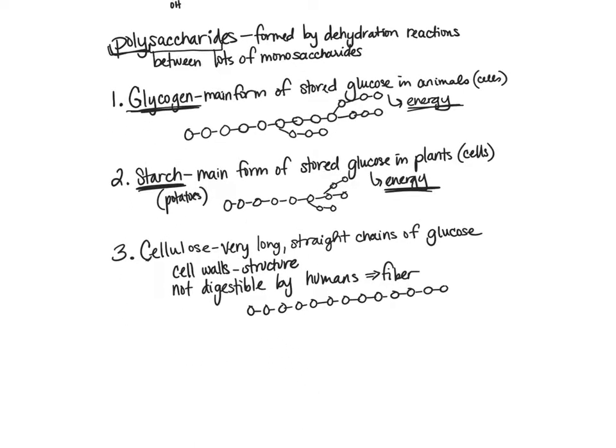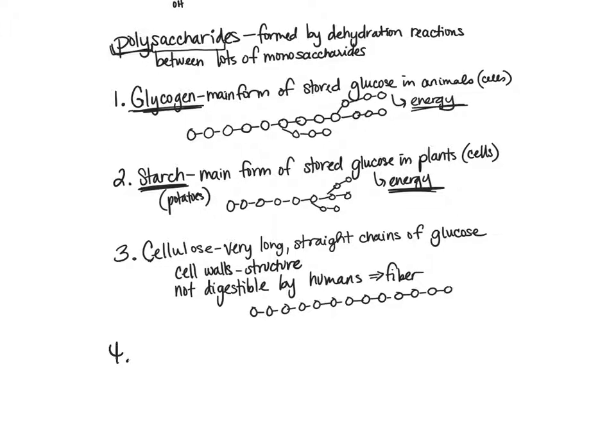Now, the last polysaccharide I just want to mention really quickly, which is not as important for this class, is called chitin. And chitin is not stored glucose, sorry. Let me erase that. We'll just say it's a structure molecule in animals and fungi.